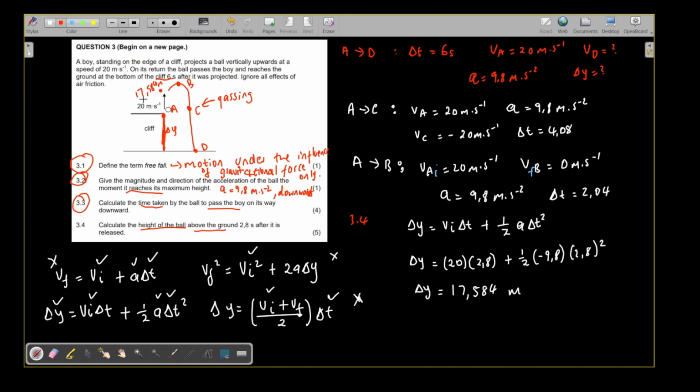Now we need to know what the height is. Since this is 17,584, this is the height above the cliff. Okay, this is above the cliff.